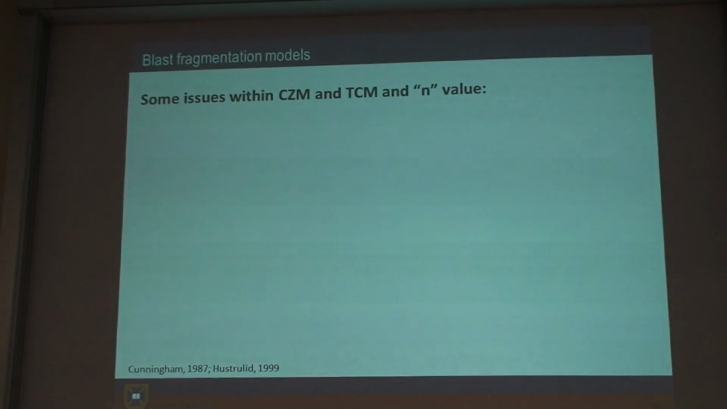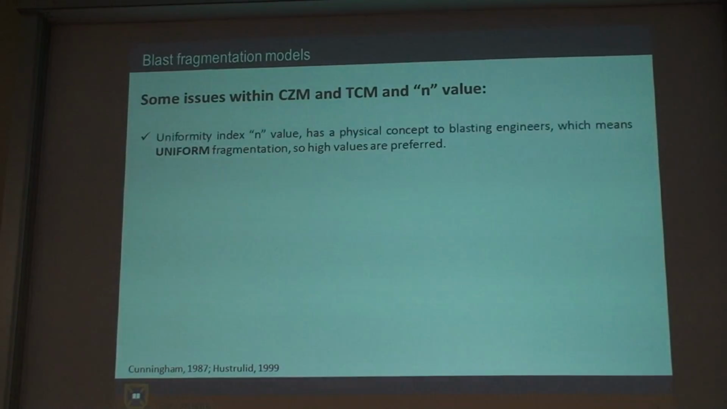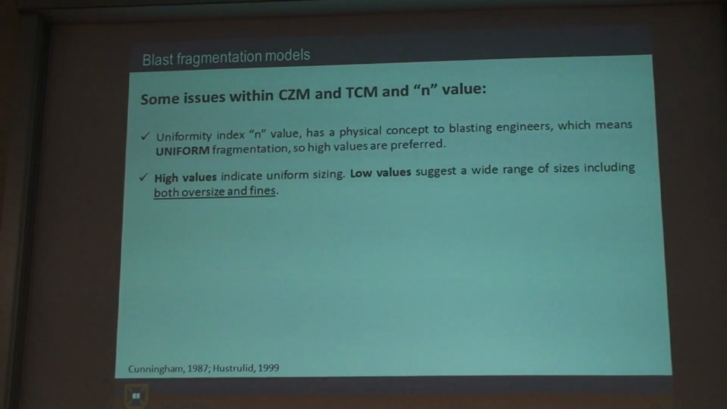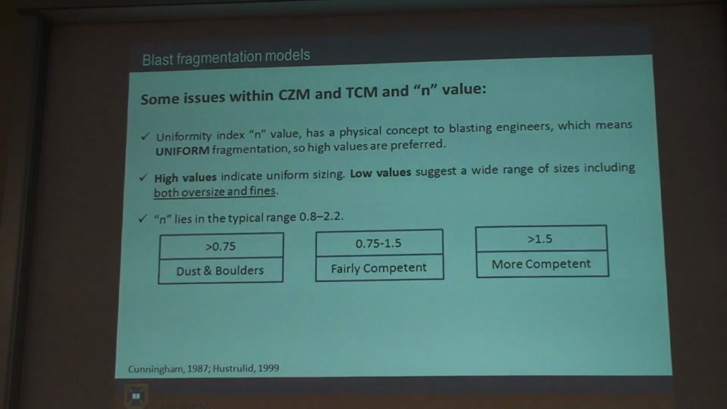But there are some issues about the CZM and TCM models. The first one is that the uniformity index n value has a physical meaning to blasting engineers, which means uniform fragmentation. So high values are preferred. High values indicate uniform sizing, and low values indicate a wide range of sizes, including both oversized and fines. And n generally ranges between 0.8 and 2.2.